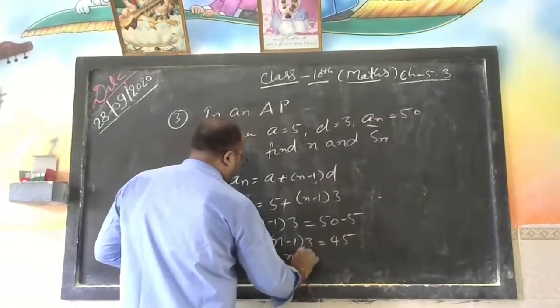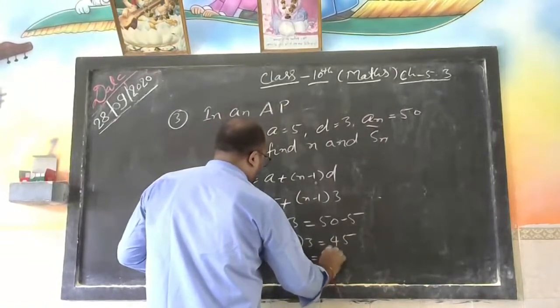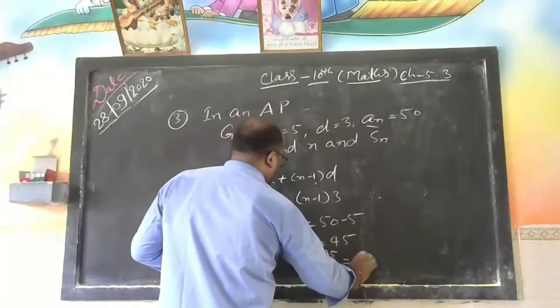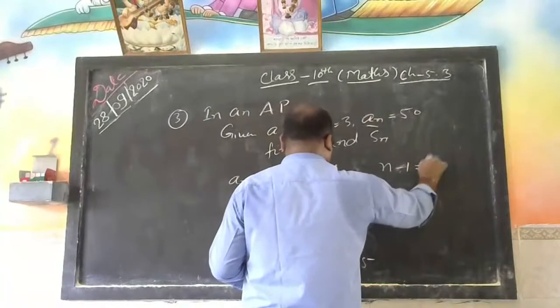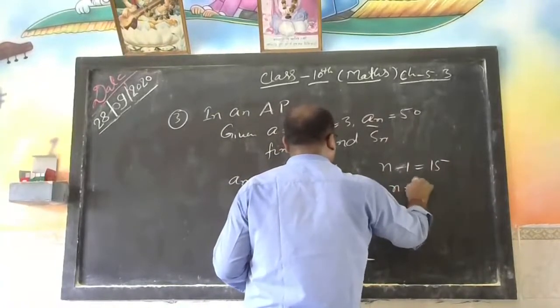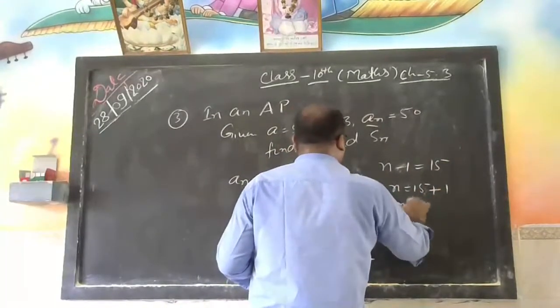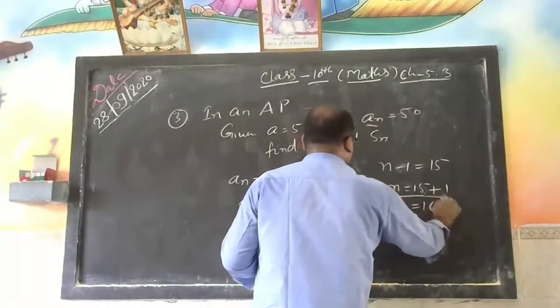So n minus 1 is equal to 45 upon 3, which is equal to 15. So n minus 1 is equal to 15. So n is equal to 15 plus 1. Therefore n is equal to 16.